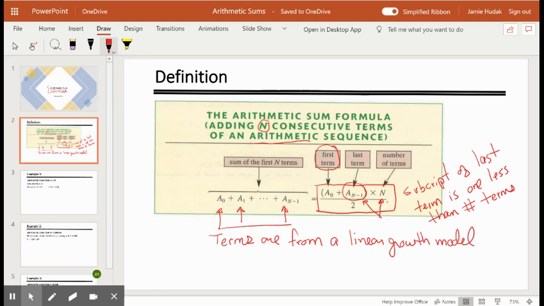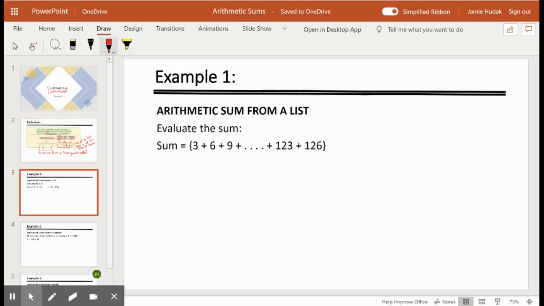So let's see this in action. Let's look at our first example. Example 1 says we're going to find the arithmetic sum from a list, and it says to evaluate the sum of 3 plus 6 plus 9 all the way up to 126. So the first thing that we look at here is, are we dealing with a linear model? Because every term is increasing by the same amount, we have a common difference, and the common difference is 3. That means that we can write the linear model for this. P sub n is equal to the initial population, which is 3, plus it's changing by 3 per term, so 3 plus 3n.